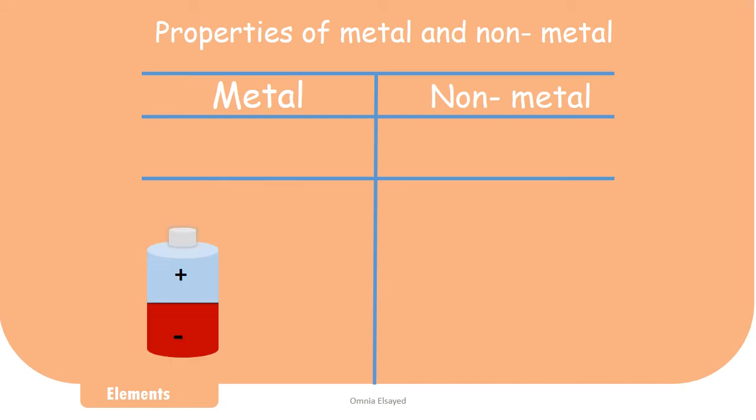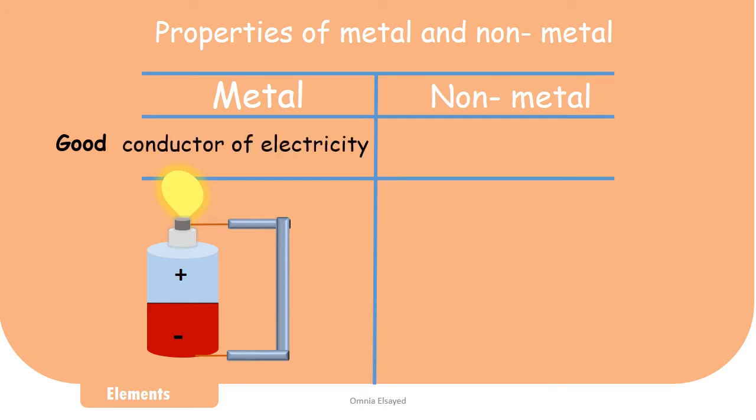If you connect a battery with an electric wire, the electricity flows from the battery into the wire and the lamp gives off light. Why? Because the electric wire is made of copper. Copper is a metal, a good conductor of electricity.